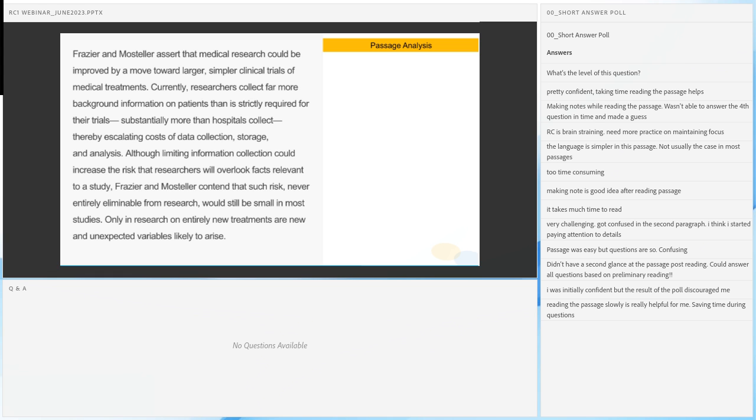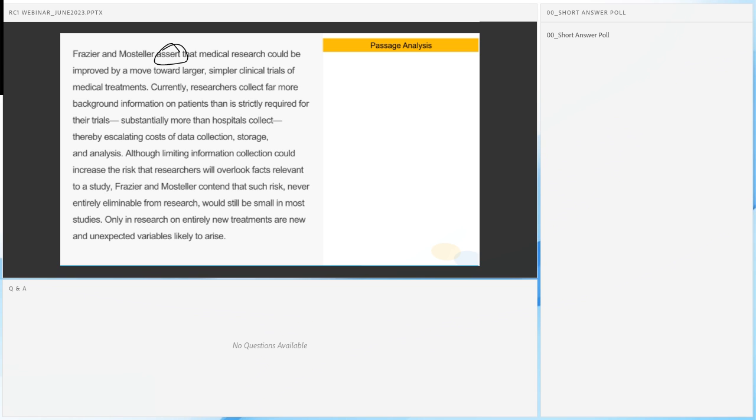FNM assert. This is "assert," which means the author is not providing his opinion. He's sharing someone else's assertion. Overall, assert is a key word, that medical research could be improved by a move toward larger, simpler clinical trials of medical treatment. All right.